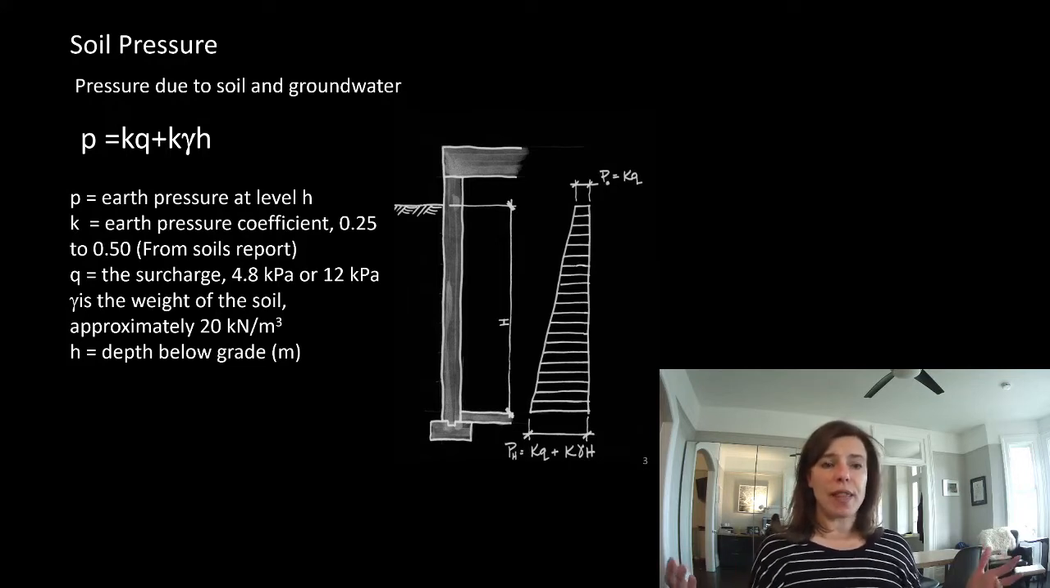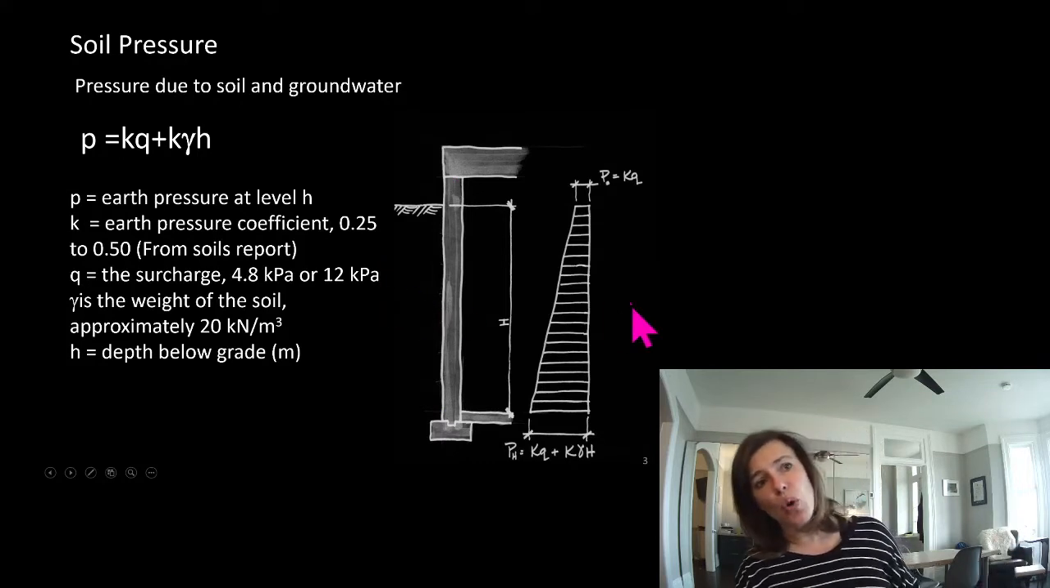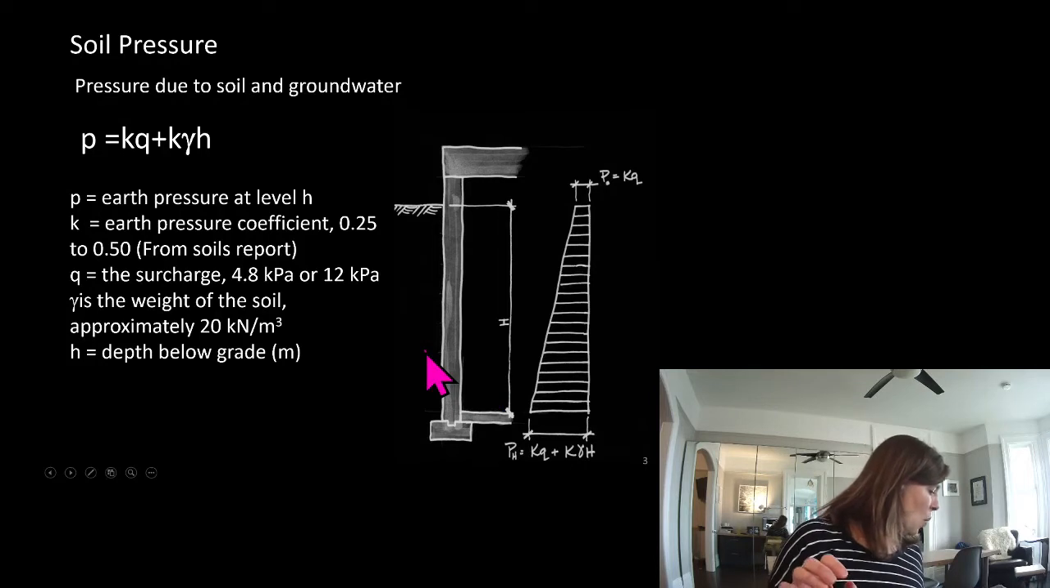So the things we have to think about when we're designing for soil, because you can imagine now, we need to design this concrete wall to resist all of this soil trying to push in this way. All of the soil wants to fill in our basement.